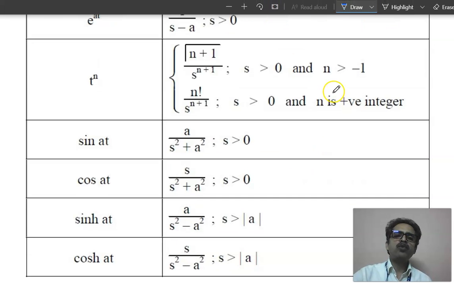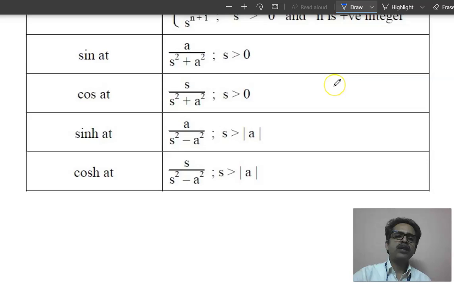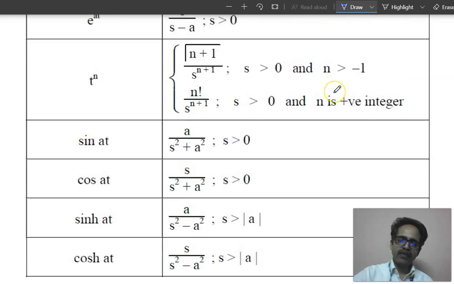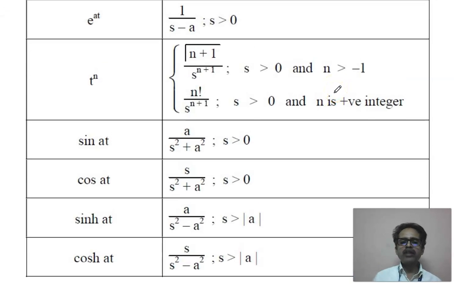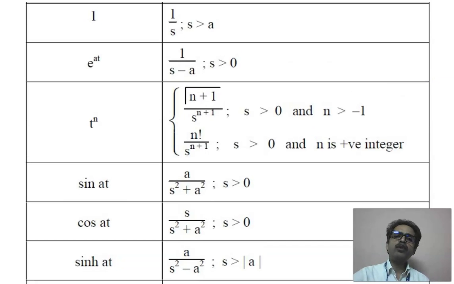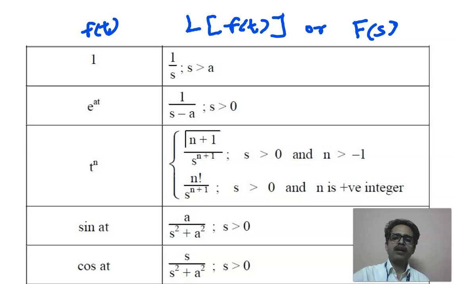So you must remember all these formulas by heart and use them. While using these formulas, if required, you can use the linear property to find the Laplace transform of some composite functions, right? These formulas can also be used while obtaining the inverse Laplace transform, right?